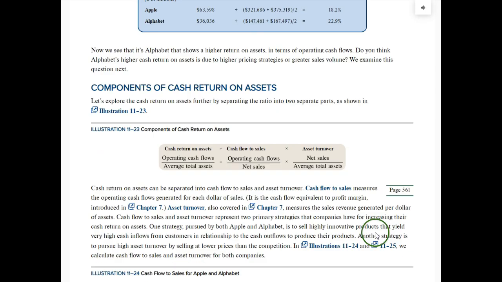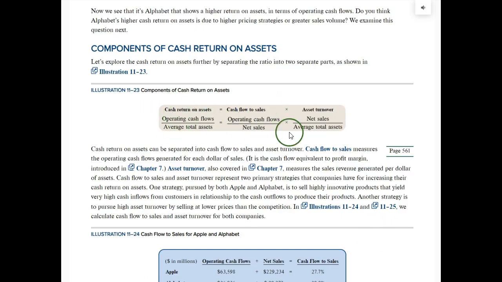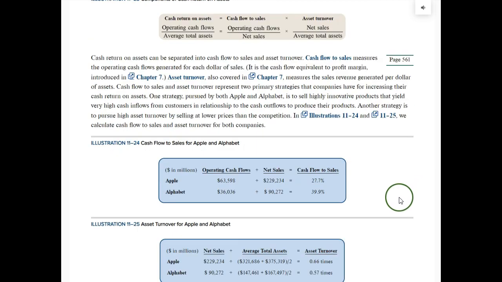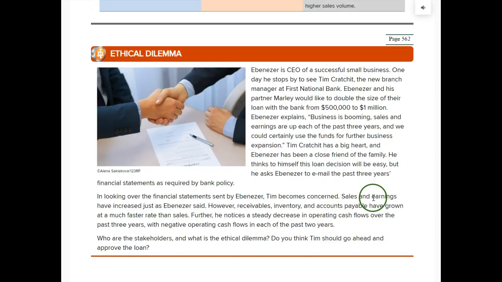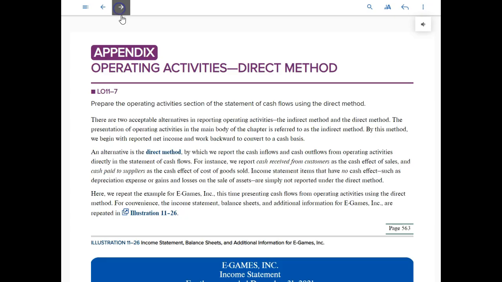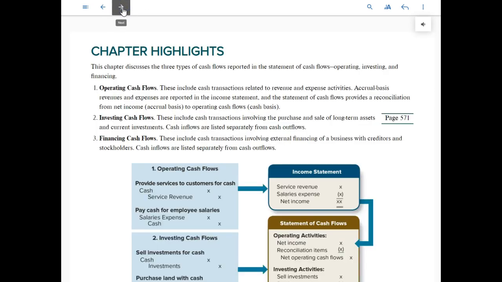And then don't worry about this part here. And here's turnover as to sales. We covered that earlier. And that's about it here. So let's look at the next page. Now the direct method in the appendix, don't worry about it. Okay, so just forget about this. And then that's going to be the end of the chapter.